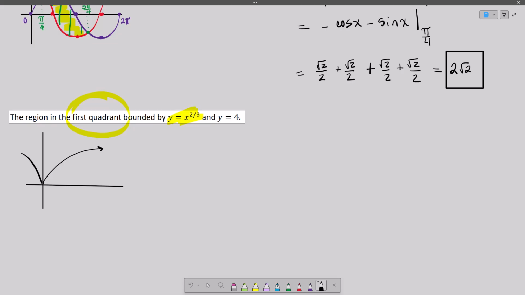When you're dealing with a fractional exponent, 90% of the time you want to do the denominator first because it's going to make things smaller, and then you square it to make it bigger. So the denominator is always the root. That's going to be the third root of x, and then whatever you get, you square it.